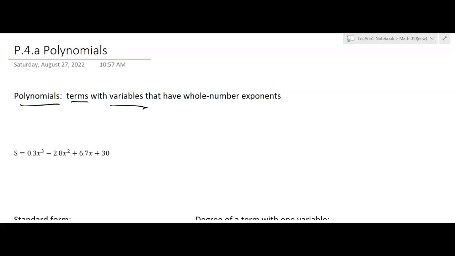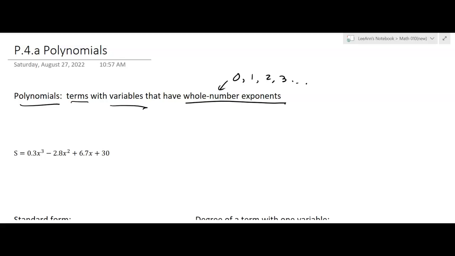And those variables have whole number exponents. So we're not having negative exponents. We're not having fractions for exponents. They're whole number exponents. If you remember, the whole numbers are 0, 1, 2, 3. That's the set of whole numbers.